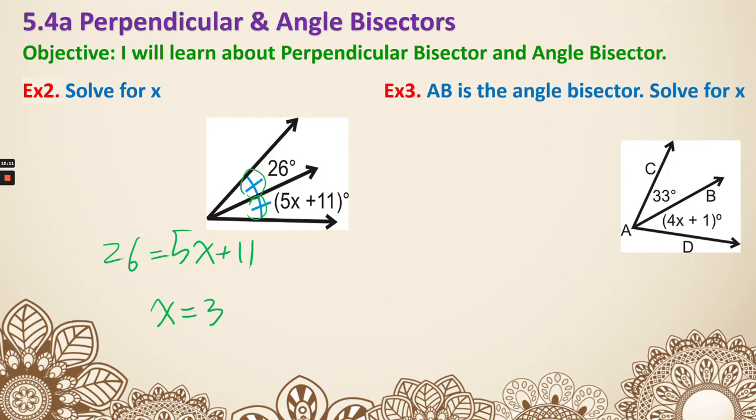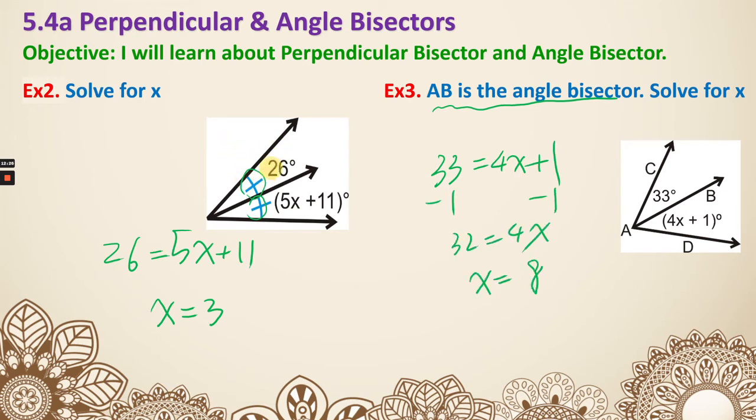Example 3. This time it is telling us by words that AB is the angle bisector. So 33 equals 4x plus 1, 32 equals 4x, so x equals 8. So these two examples are just showing us that sometimes you can use words to give us the information that something is the angle bisector. Or sometimes they can just put it in the graph, then we need to know how to read the graph to understand if it is angle bisector or not.